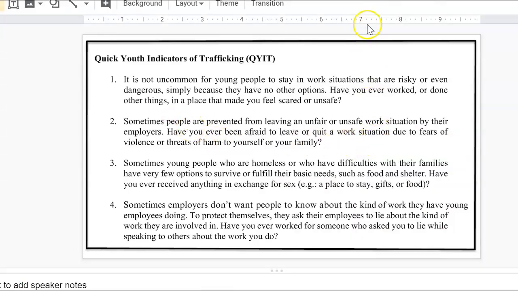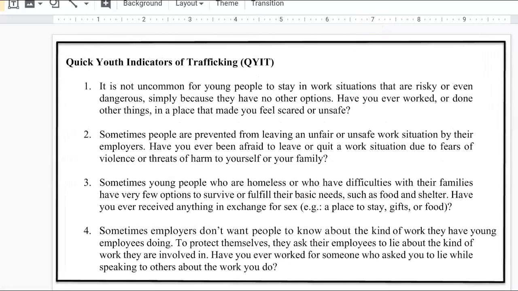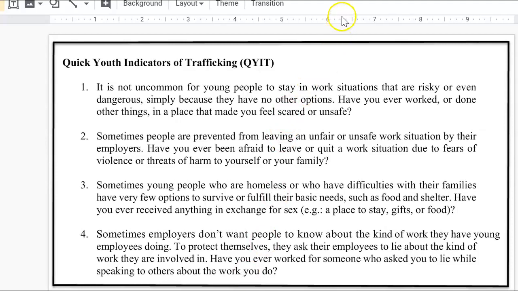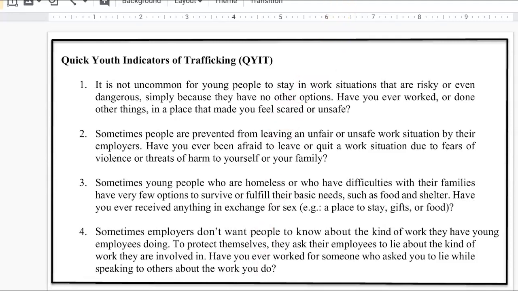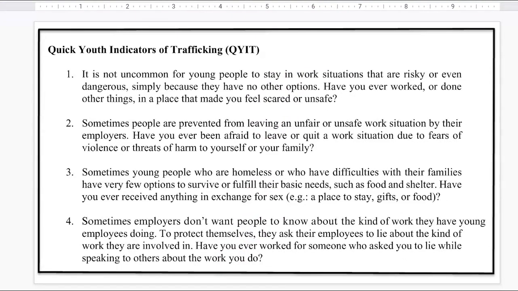So this slide is a way to measure if we think somebody is being sexually trafficked. And so just 4 simple questions that can help us, if we suspect that we are having somebody who has this issue.